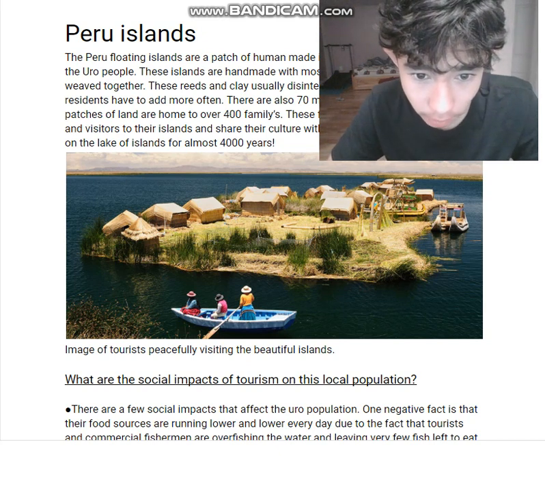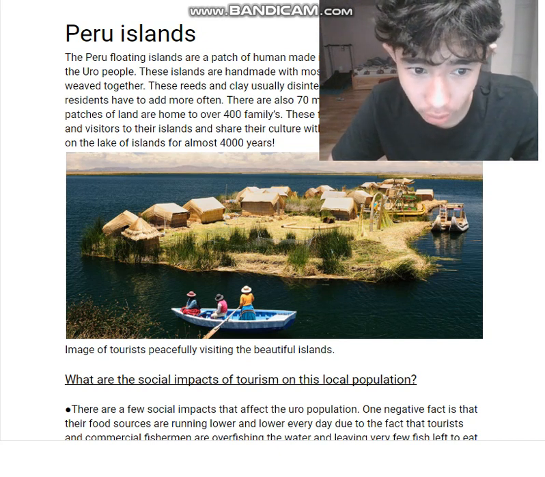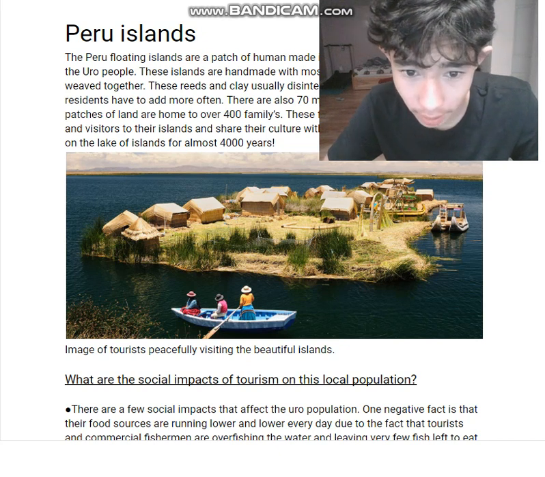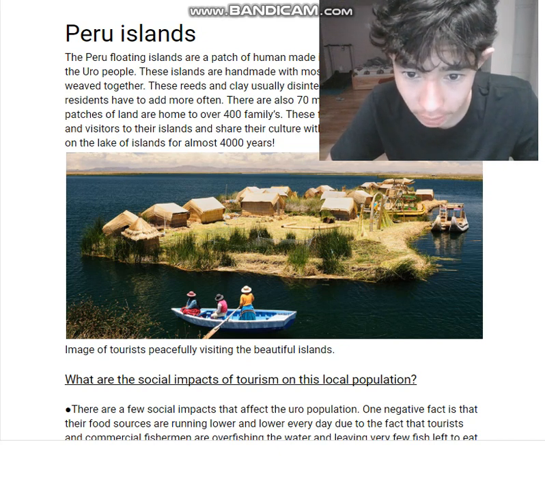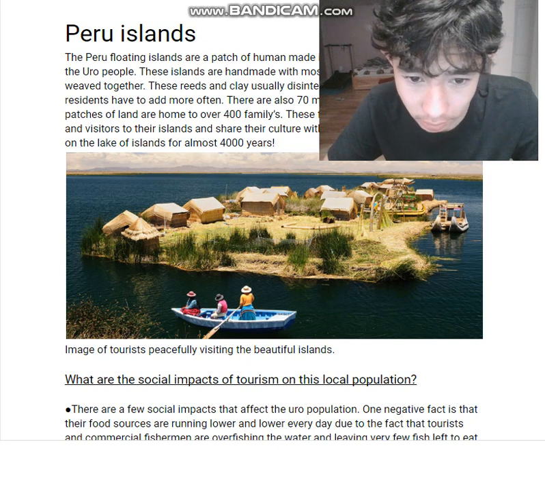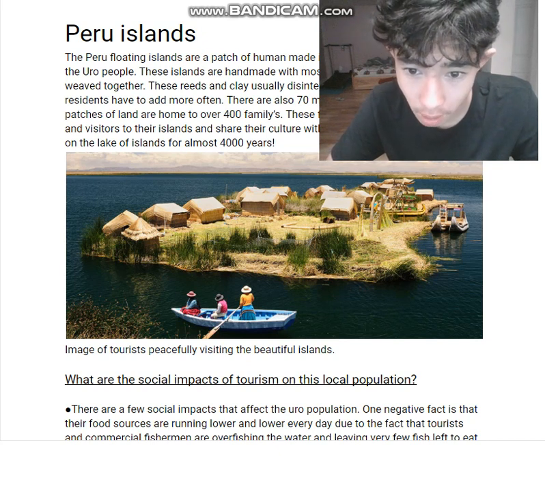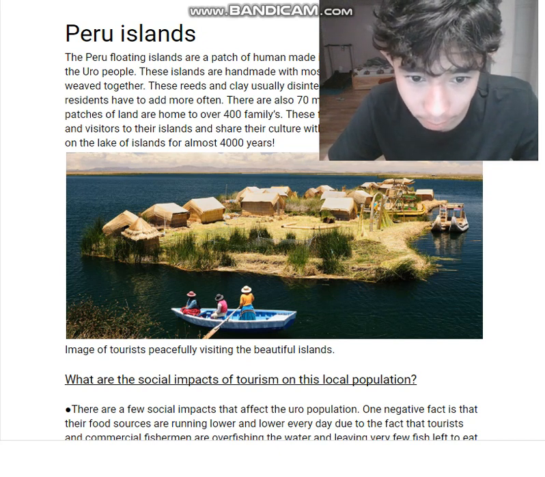The Peru floating islands are a patch of human-made islands in Peru that are home to the Uros people. These islands are handmade with mostly clay and reeds that are woven together. These reeds and clay usually disintegrate over time, though, making it so that the residents have to add more often.